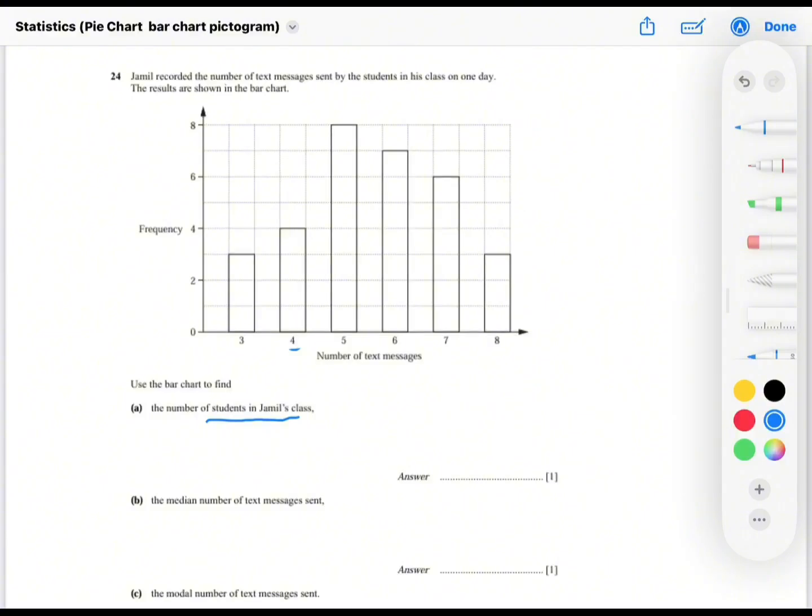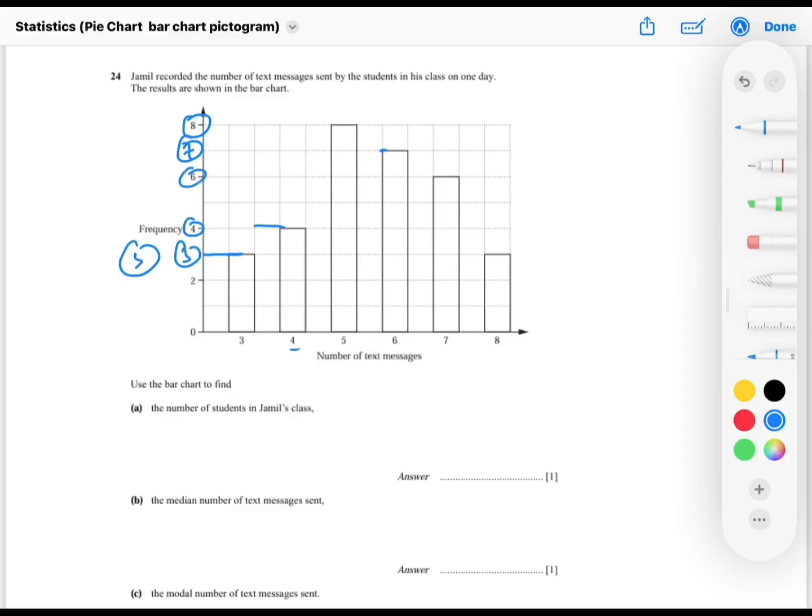So we need to add them also. So 0 plus 2 plus 4 plus 6 plus 8. Okay, no, I think I've made a mistake. Let me clear it. Oh, I've made a mistake. So how many students do we have? How can we calculate? We have to just check this. Okay, this is 3. This is 4. This is 8. And then we have 7. This is 6. And then we have again 3.